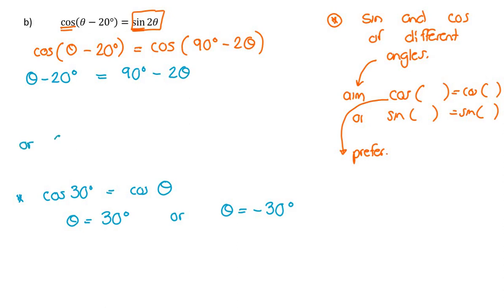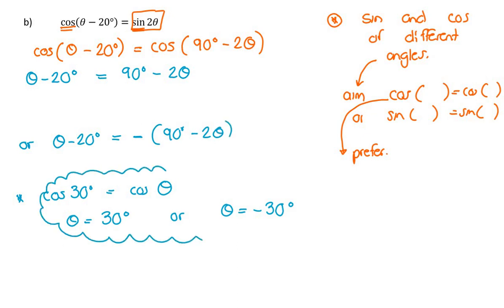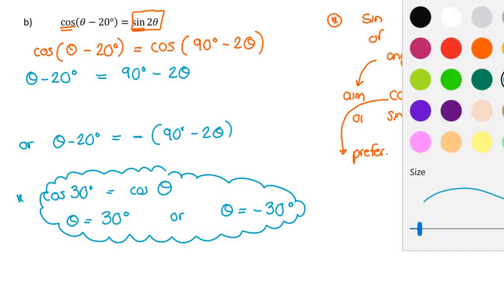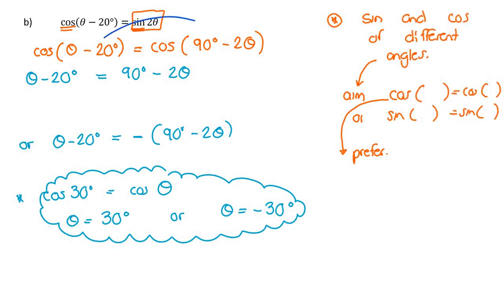Or theta minus 20 degrees could equal the negative version of 90 degrees minus 2 theta. So that's exactly what I'm arguing here. If cos of 30 equals cos of theta, theta could equal 30 or theta could equal negative 30. So I've made that exact same argument here. Either these two angles are equal or the one equals the negative version of the other.